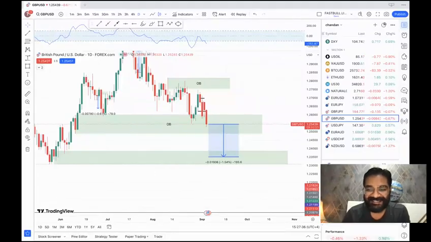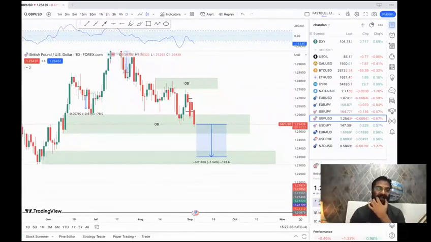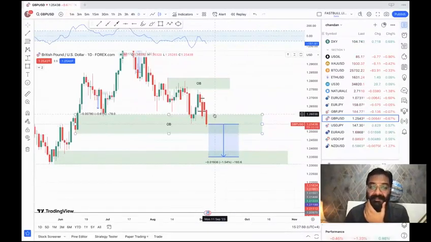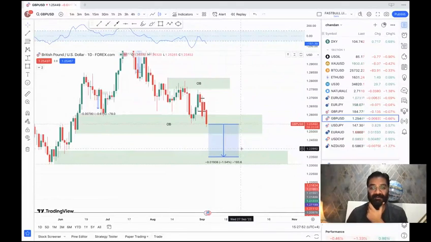Fantastic. It will come up to give us an opportunity. Don't short it now until it jumps up, gives you an order block, and then dumps down.